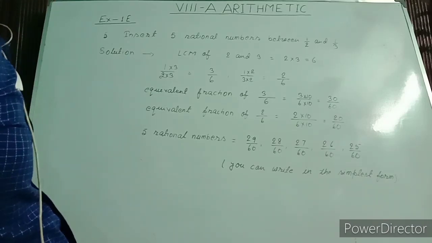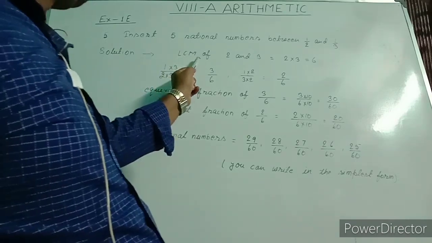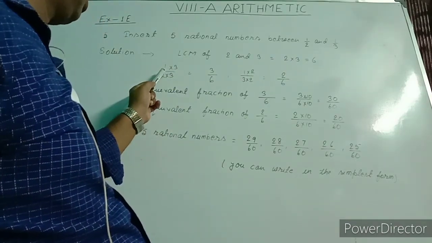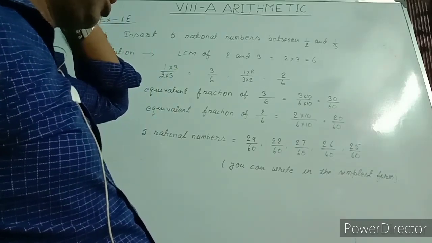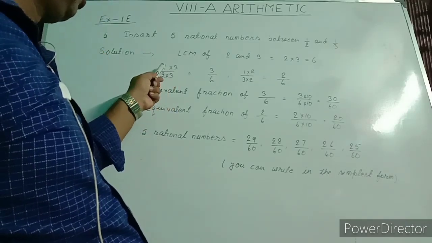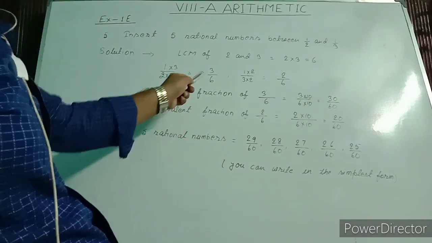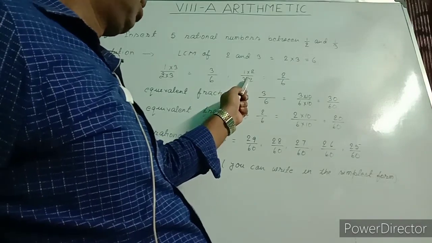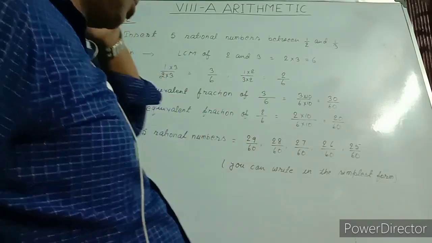Insert 5 rational numbers between 1 by 2 and 1 by 3. First of all, I took the LCM of 2 and 3, it became 6. Then I wrote the equivalent fractions of 1 by 2 and 1 by 3 in which the denominator should be 6. So 1 by 2, I multiplied numerator and denominator by 3, I got 3 by 6. And 1 by 3, I multiplied numerator and denominator by 2, I got 2 by 6.